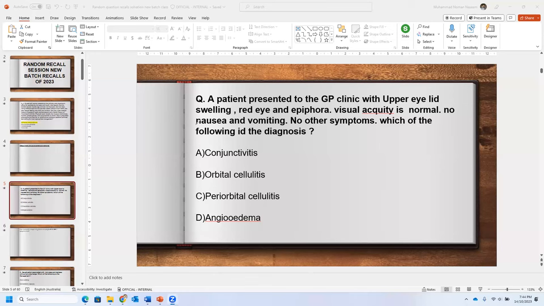So in your AMC MCQ exam, they will ask you questions at the level of a junior doctor. So even if you are a specialist in your field, try to think what's the basic thing you will do for the patient so that the patient is having appropriate care and you are being a safe doctor. That's what they want from you.